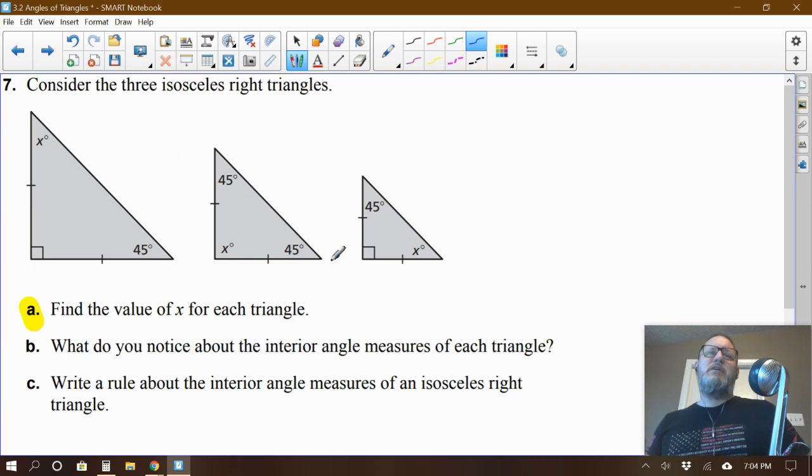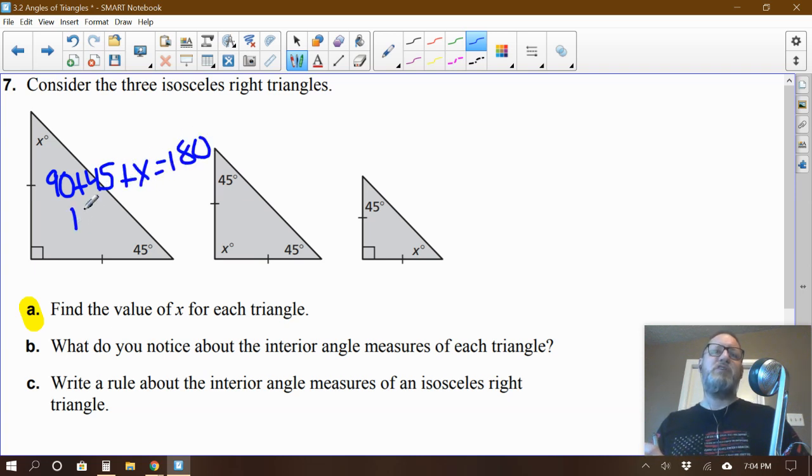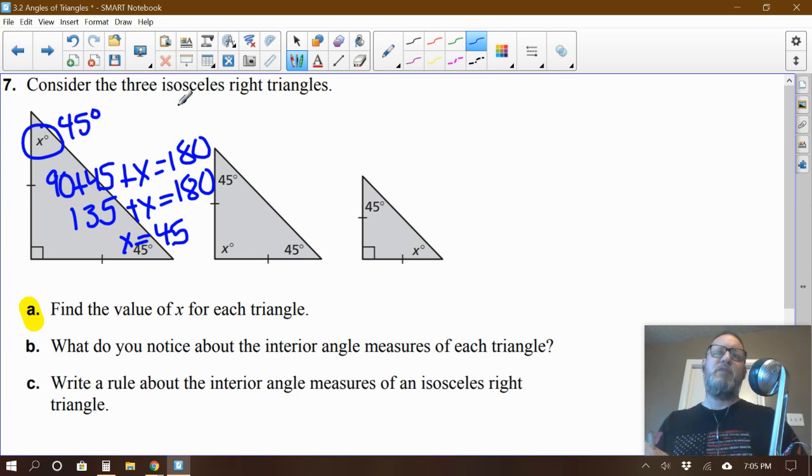Here it says to find the value of x for each triangle. Now, as you can see, it looks like they're all basically the same thing, just different sizes of isosceles right triangles. So here we have a 90-degree angle right here, plus 45 plus x equals 180. So that's 135 plus x equals 180. All right. If we subtract 135 from both sides, yep, that's 45. Okay. Now over here, so this x right here is 45 degrees. All righty. Now here we have 45 plus 45.